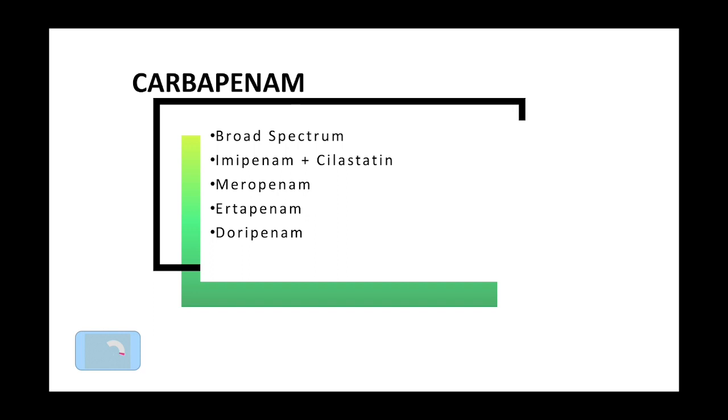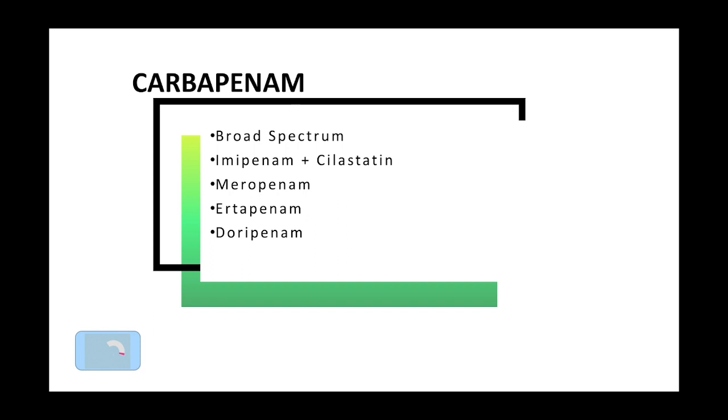Ertapenem has a narrow spectrum compared to that of imipenem and meropenem. It is active against anaerobes and most Enterobacteriaceae, and not against Pseudomonas aeruginosa, Acinetobacter and gram-positives like Enterococcus. The normal dose is 1 gram once daily. It is reserved for patients who have resistance to other antibiotics.